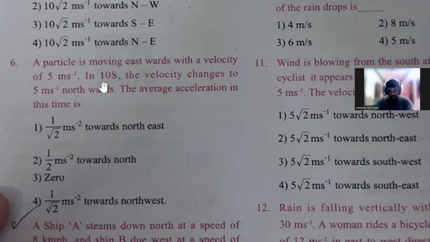So acceleration is final velocity, which is 5 J cap, minus initial velocity, 5 I cap, divided by the time, which is 10 seconds. It will be a vector, but take the magnitude, which you should match with the first part, and the direction given in the second part of the option. Okay, sir. Now try it.